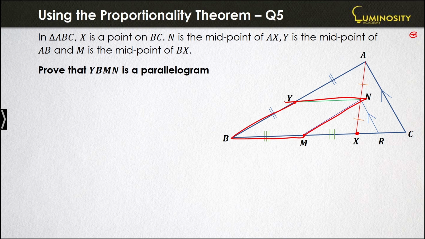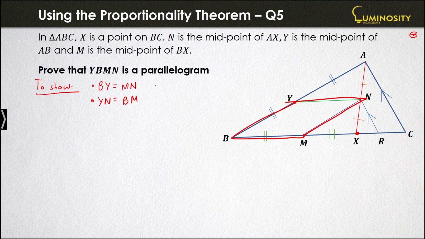So what do we actually need to prove? We need to show the following criteria is true. To show it's a parallelogram, we need to show that the opposite pairs of sides are equal. So first we want to show that BY equals MN, and we want to show that YN equals BM. That's what we want to show.